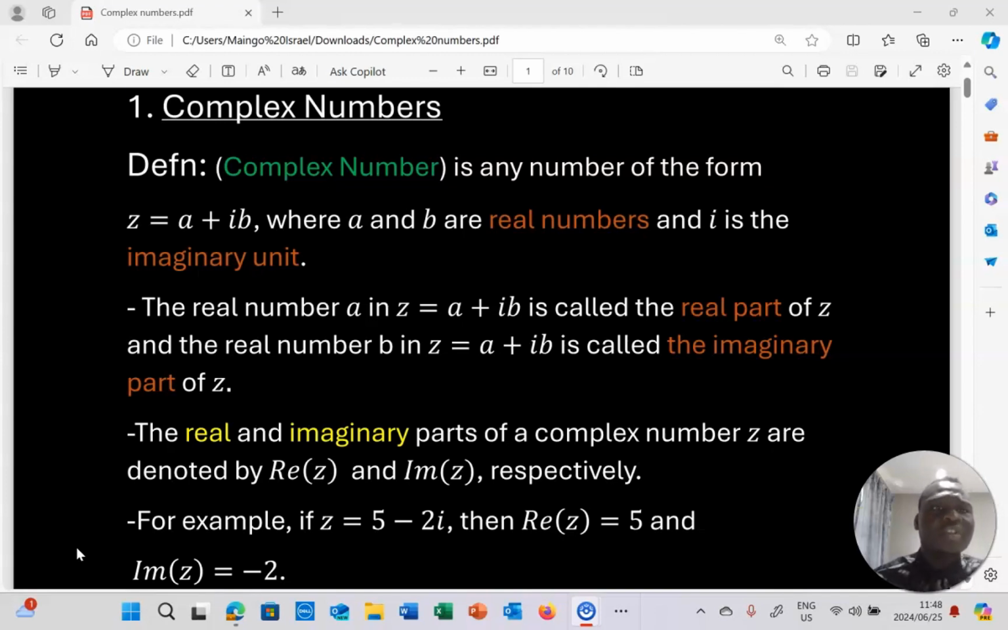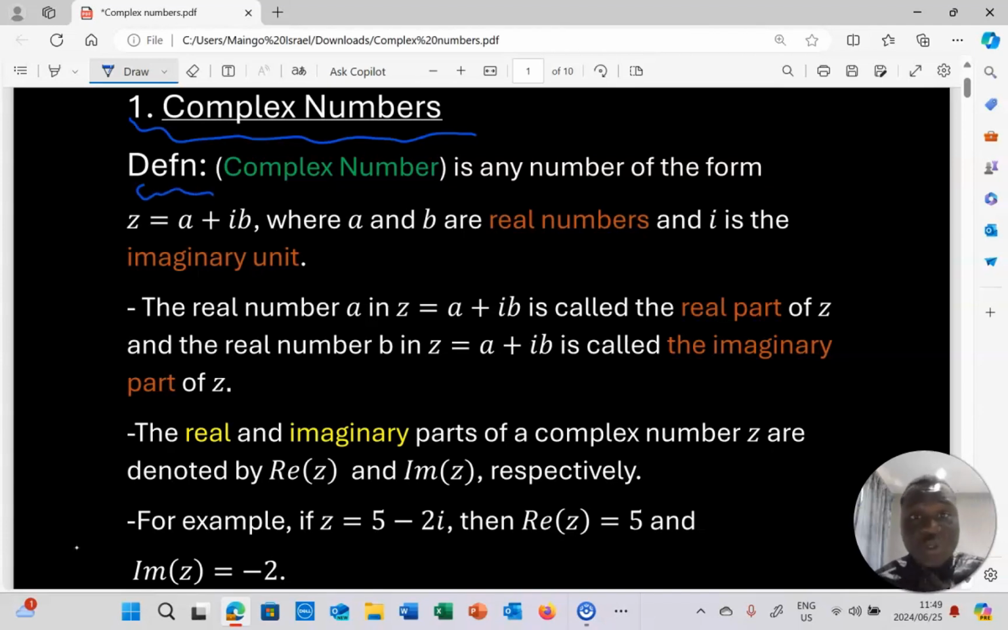So yeah, let's get into the content. Complex numbers, since you can see now, we want to talk about complex numbers. Let's talk about the definition of a complex number. So what a complex number is: a complex number is any number of the form z equals a plus ib.